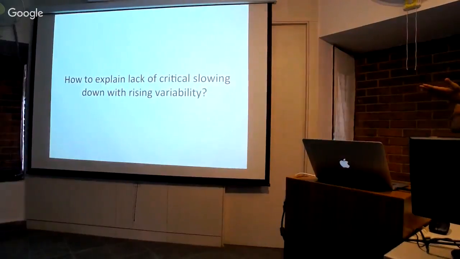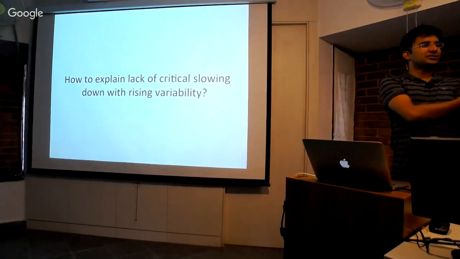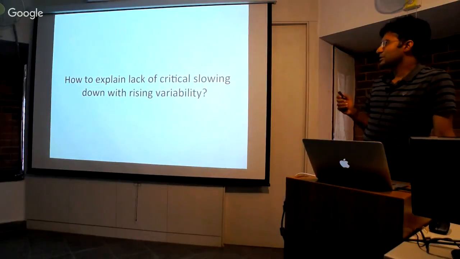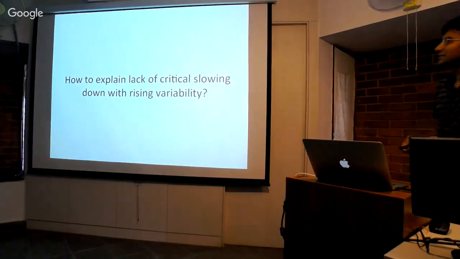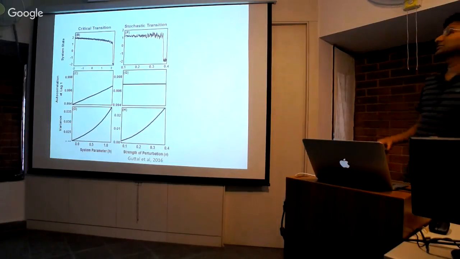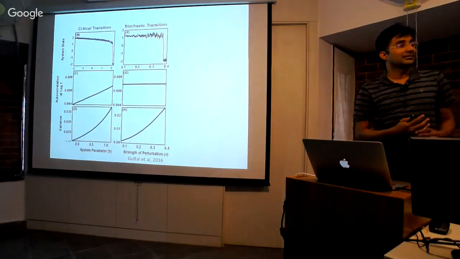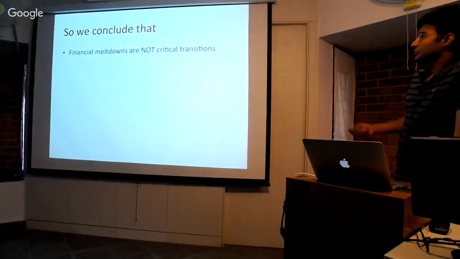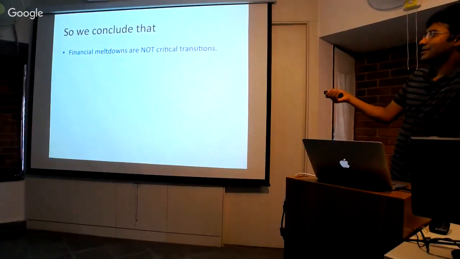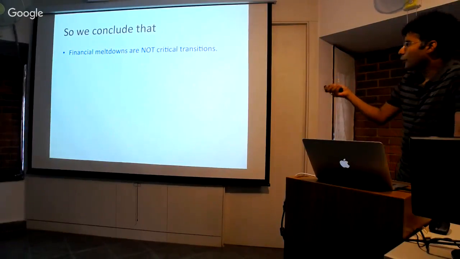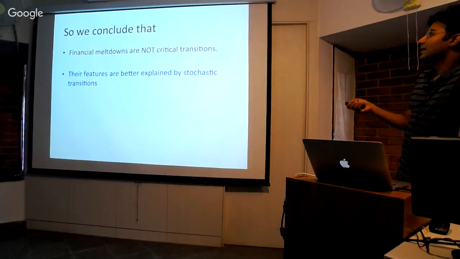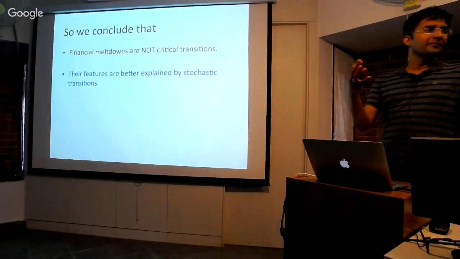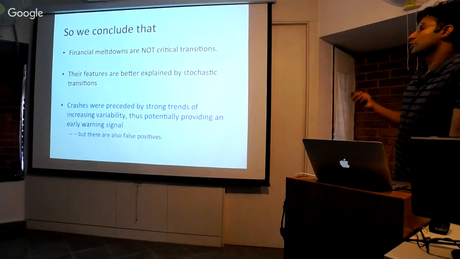Which makes the story very similar to the dryland ecosystem. Even in the dryland ecosystem story that I presented, we did not find evidence for slowing down, but we did find evidence for rising variability, suggesting that maybe it's again a stochastic transition. So it's a stochastically driven transition that is driving stock market crashes. Okay, so just to conclude that part of the story, financial markets, like the dryland ecosystem we analyzed, are probably not critical or tipping point events, but rather they're better explained by stochastic transitions that drive systems away from a stable state, even when you're away from a critical point.